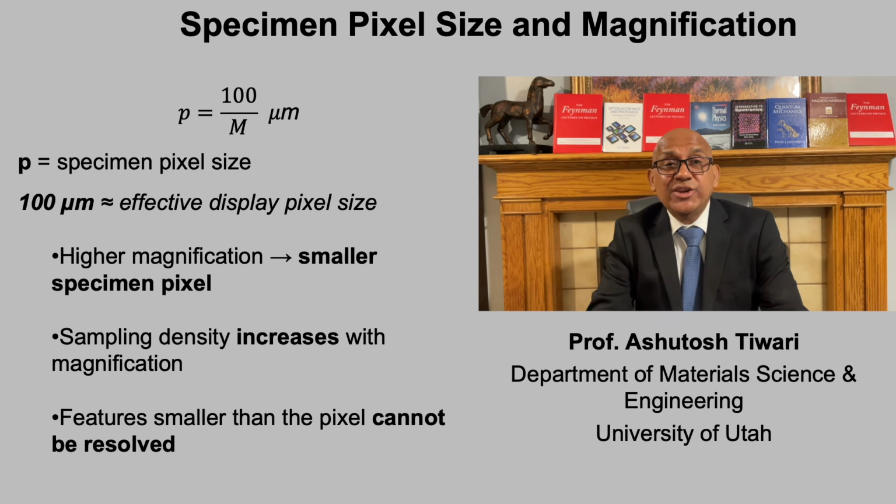If two distinct features lie within the same specimen pixel, their signals are averaged and they will be recorded as a single point in the image, regardless of how good the electron optics are. This is why magnification alone does not guarantee improved resolution. Resolution in SEM is always limited by both sampling, determined by the pixel size, and probe size, which we will discuss next.